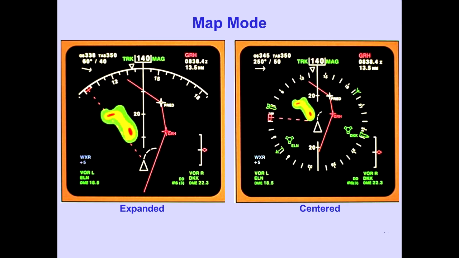The map and map-centered modes display an FMC-generated map relative to airplane position. The route, waypoints, and Navaids are displayed. VOR or ADF information is displayed in the lower corners when selected. FMC radio updating and IRS updating are also displayed in the lower right corner of the map mode displays.